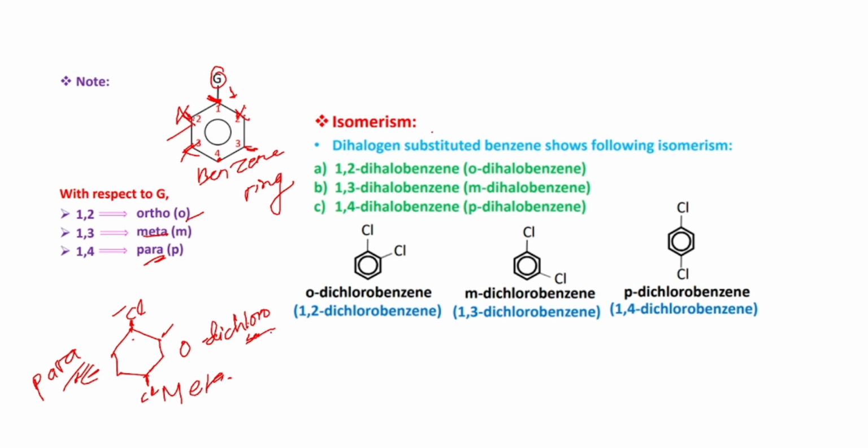So dihalogen substituted benzene shows following isomer, that is 1 2 dihalogen benzene, that is maybe ortho or meta or para. So one chlorine is here fixed and the next chlorine keeps rotating. So first one it is attached at ortho position, then after it is attached as meta position, and next para positions.